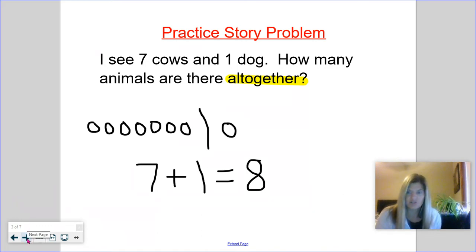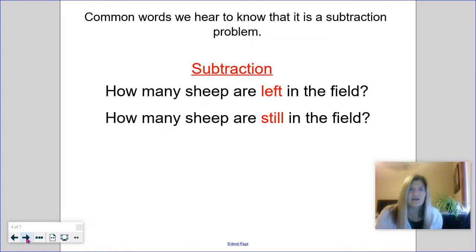So either erase your board or flip your paper over so you have a fresh sheet. All right, boys and girls, now what I want to talk about is subtraction. Subtraction also has some important words that help us know that we need to subtract when we read the question. So let's read these 2 questions I have.